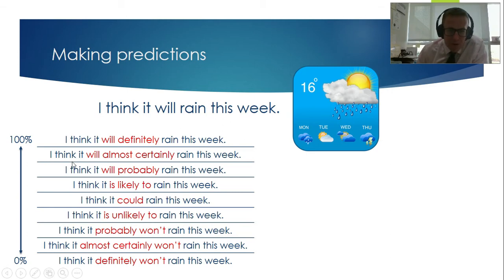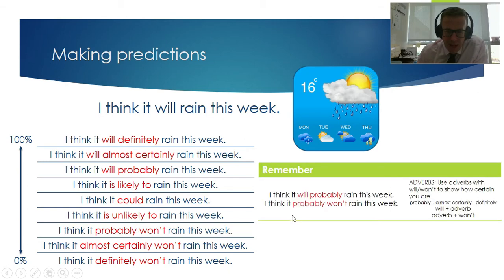So this is more or less the scale on making predictions. So you need to remember these phrases in red in the middle. So things to remember here: adverbs like probably, definitely. Notice that when we say positive, it comes after. So will definitely, will probably. But with negative, we say probably won't, definitely won't. Almost certainly, it comes before on won't.